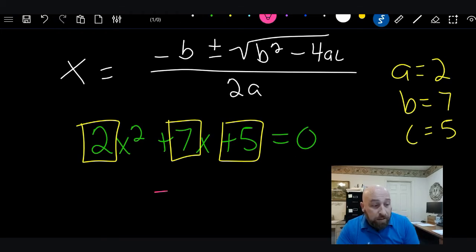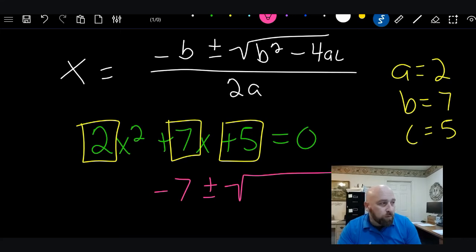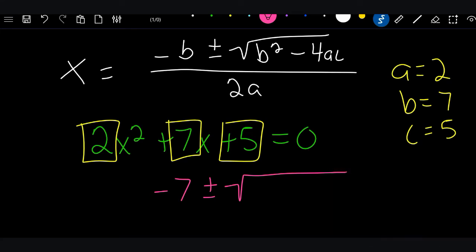So negative b, negative 7 plus minus the square root of b squared. You can just write b squared if you want. You can write 7 squared if you like. Now I know most of you are going to be using your calculator to solve this. So however you want to do that, I'm just going to write 49. I'm just going to square it in my head. Okay, you do whatever you want there.